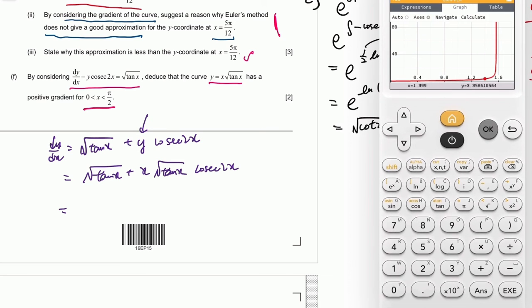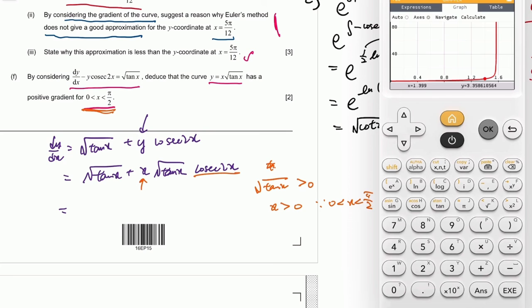Well, when x is between 0 and pi over 2, tangent x is positive. So you can root it, right? It's possible to square root it. And the square root is always positive. So root tangent x is bigger than 0 anyway. Well, it could equal 0, but not really. Tangent can't be 0 because x can't be 0. And then x is also bigger than 0 as x is between 0 and pi over 2.